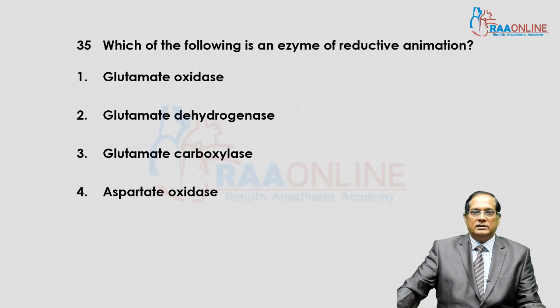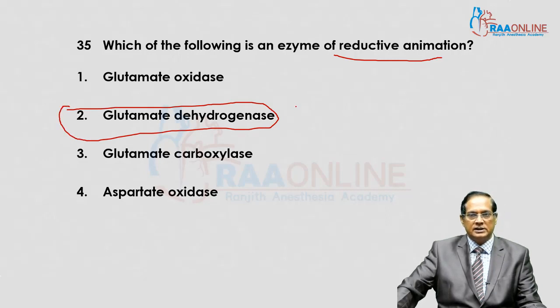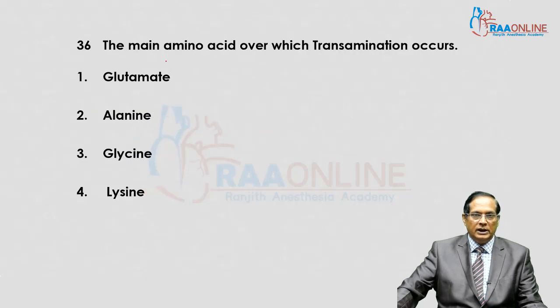Which of the following is an enzyme required for the reductive amination? I have already named it, glutamate dehydrogenase, in the previous reaction. That is alpha ketoglutaric acid plus ammonia plus hydrogen donor in presence of glutamate dehydrogenase enzyme. What is formed? Glutamate is the main amino acid produced in this process. That question is also linked with the previous one.